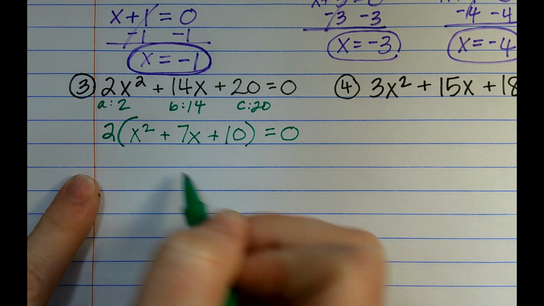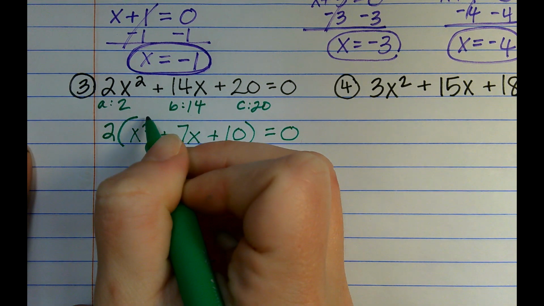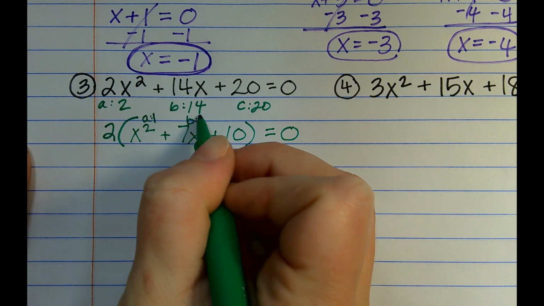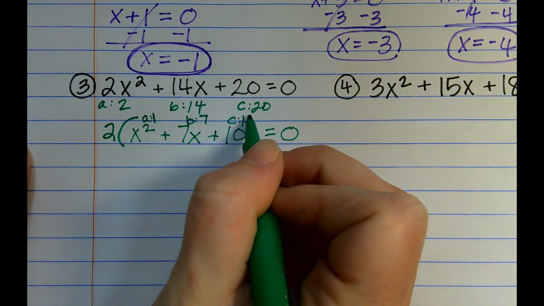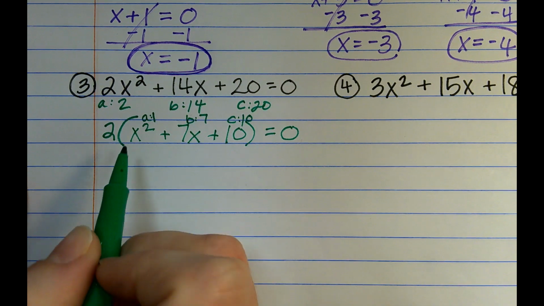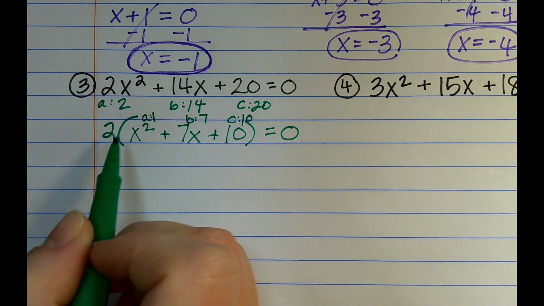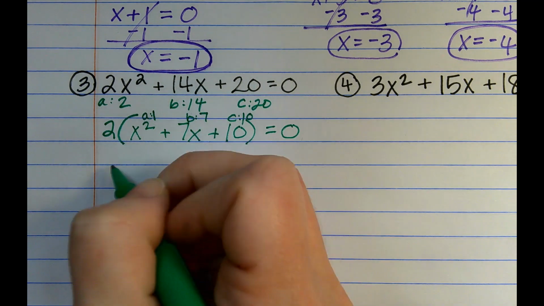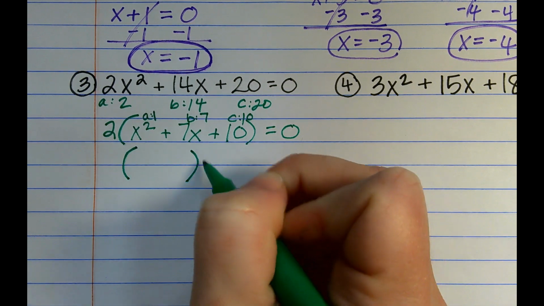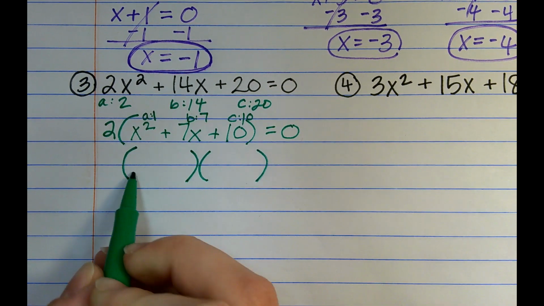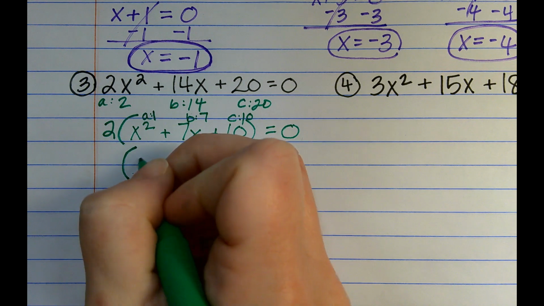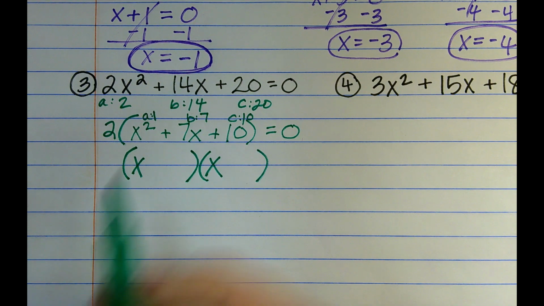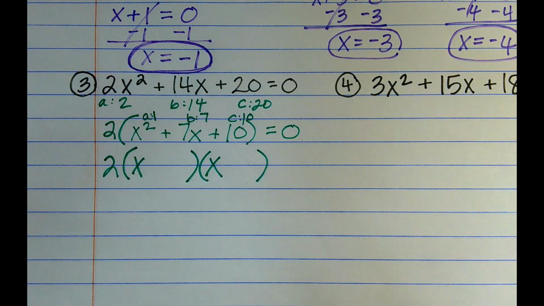Now I have a new A, B, and C. My A is 1, my B is now 7, and my C is now 10. So, because my A is 1, what does that do to our factor pairs? Our first terms are x's, good. X and x, and what am I forgetting? 2. My 2. Bring that out to the side.